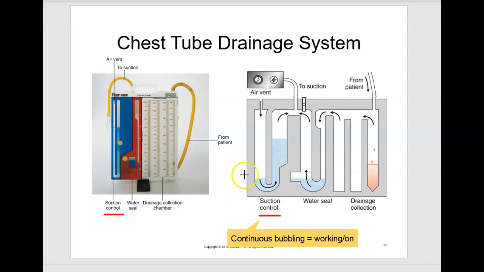In terms of the suction control, this third chamber, basically we would then attach the drainage system to suction and turn it on until we see a continuous bubbling in this suction control chamber. So continuous bubbling in the suction control chamber is something that we want to see. That means that the device is on, that it's working, that it's applying suction.